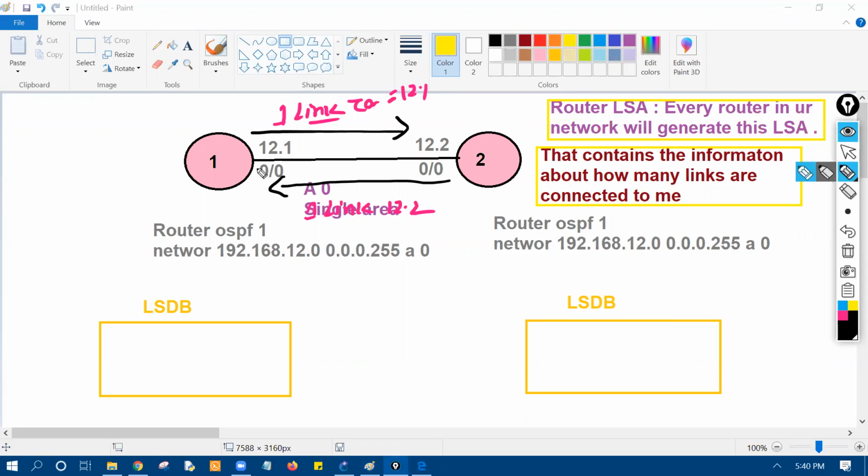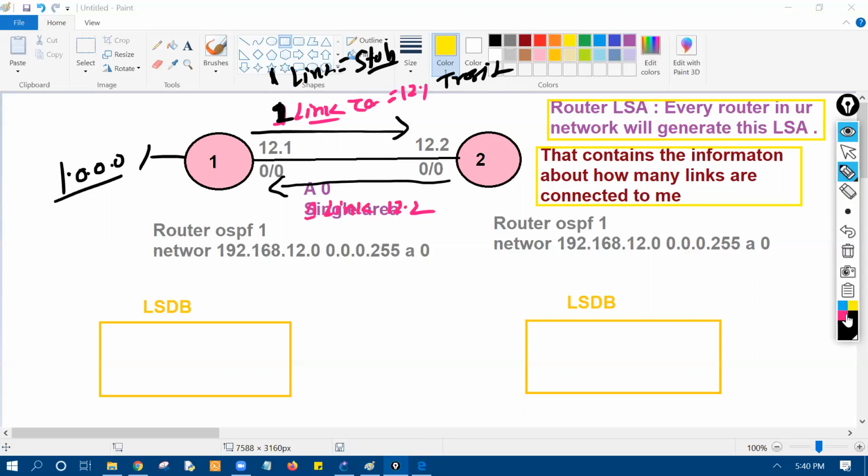For example, in future, if you have one more router over there, then R1 is going to inform R2, this is the loopback. R1 is going to inform R2, I have two links connected. One is the 12.1 and another is a loopback. That is my stub network. And this is my transit network.